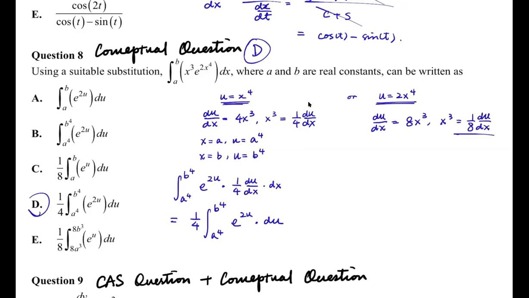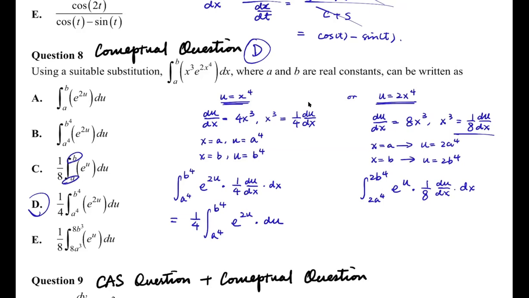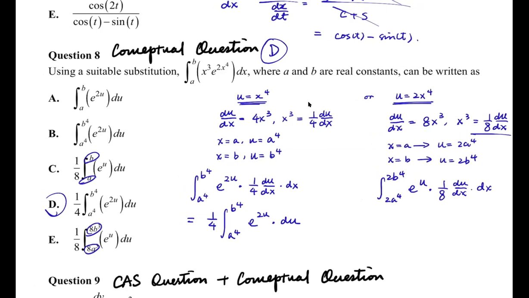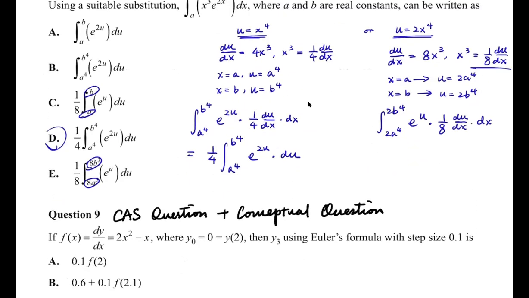So x equals a gives you u equals 2a to the power of 4. x equals b gives you u equals 2b to the power of 4. And then the integral will be from 2a to the power of 4 to 2b to the power of 4, e to the u times 1/8 du/dx times dx. But we don't have such an option because this is incorrect, and these two are not correct as well. So we can now move on to the next part.